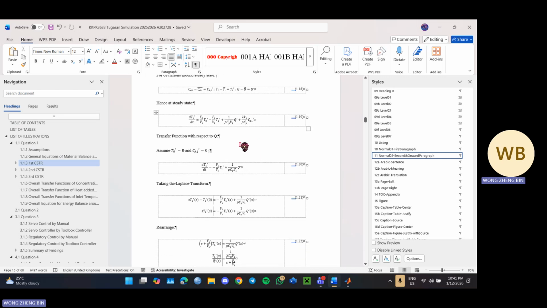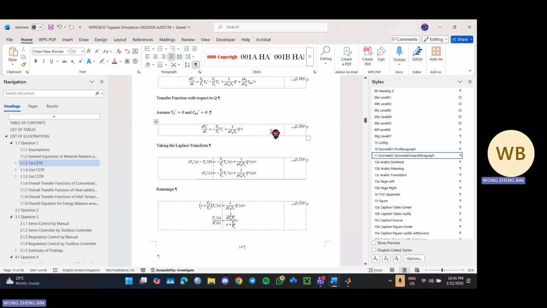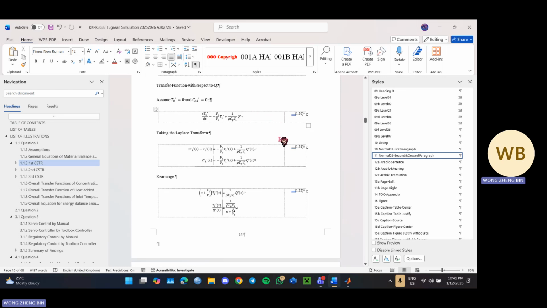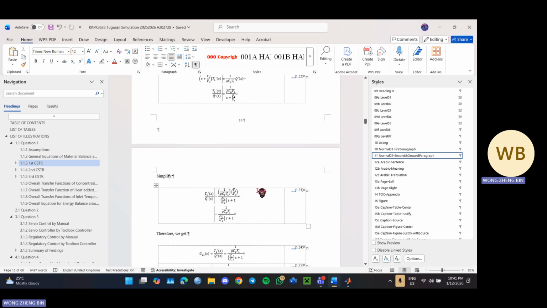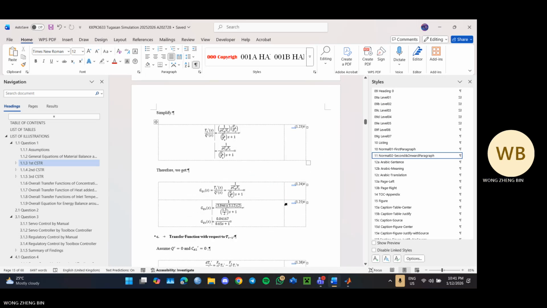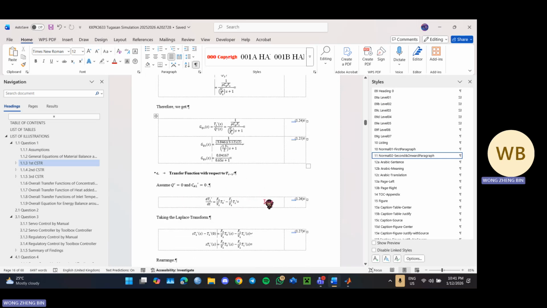First we find the transfer function with respect to Q. So we assume T0 prime is 0 and CA1 prime is 0. Then we get this equation. Then we perform the Laplace transform and rearrange the terms to get this transfer function, and substitute in the variables. Then we can get the transfer function for Q1 in numerical form.